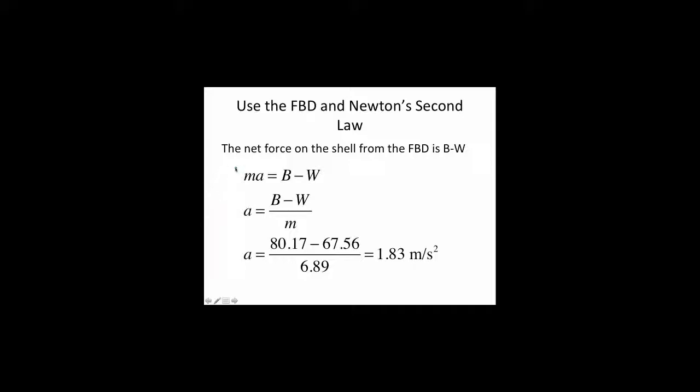So we're using the free body diagram in Newton's second law. The net force on the shell from Newton's second law is its mass times its acceleration. And from the free body diagram, we have the buoyant force minus the weight of the filled shell. So I solve for A, substitute in the numbers we found before to get an acceleration upwards of 1.83 meters per second squared. Hope this helps.